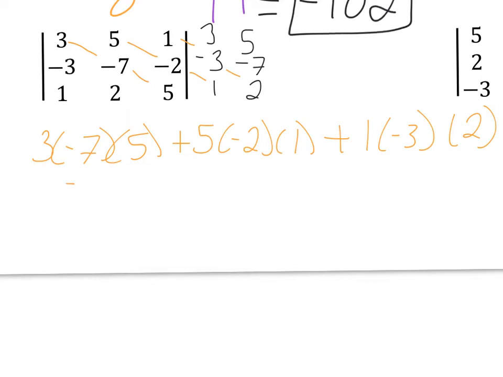This one turns into negative 105. This one turns into negative 10. And this one turns into negative 6, which gives me negative 121.